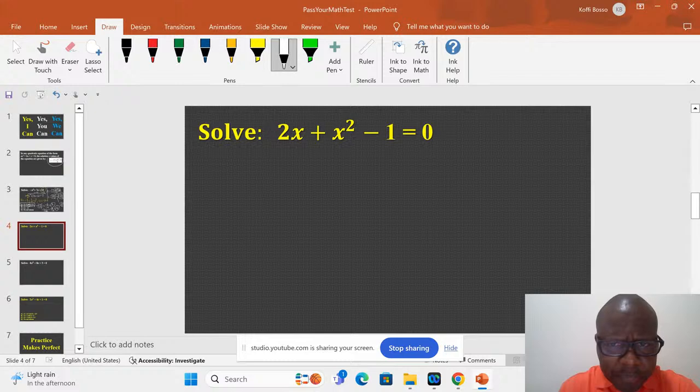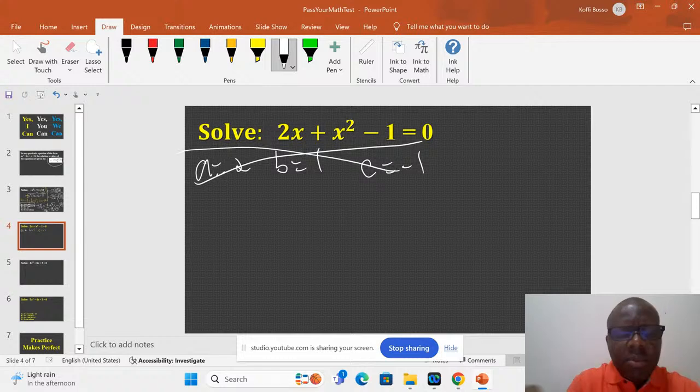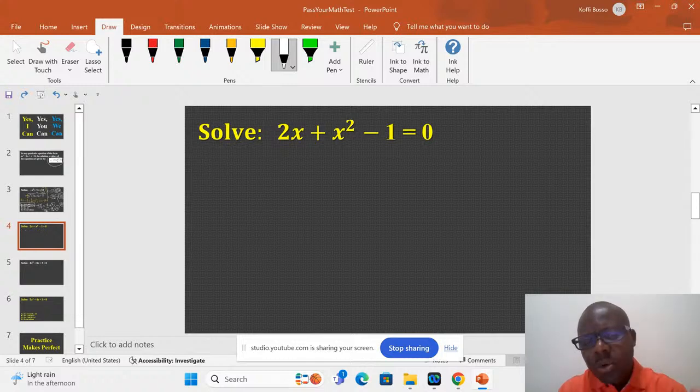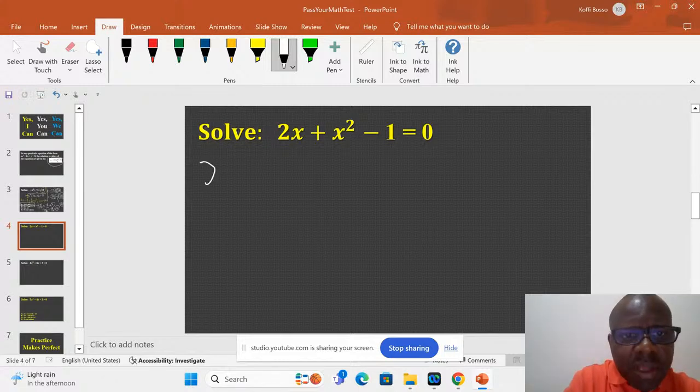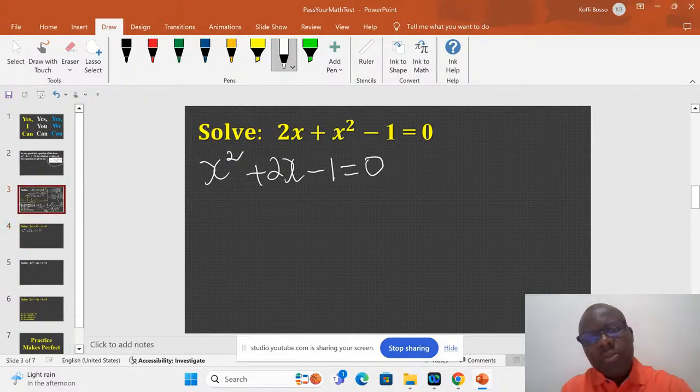Now, you see that by mistake, someone could say, oh, A is 2, B is 1, C is -1. No way. Before you figure out your A, B, and C, which is very important, before you plug this into the formula, you have to make sure you rewrite the expression as x squared plus 2x minus 1 is equal to 0.